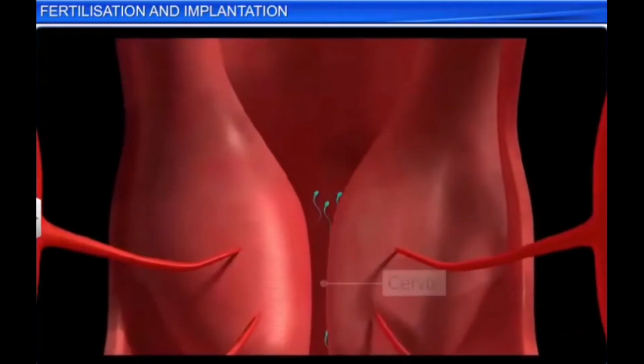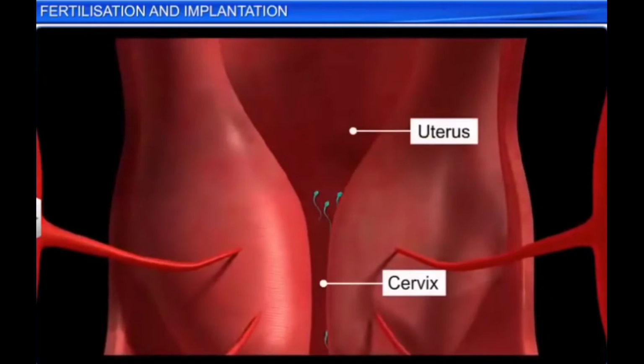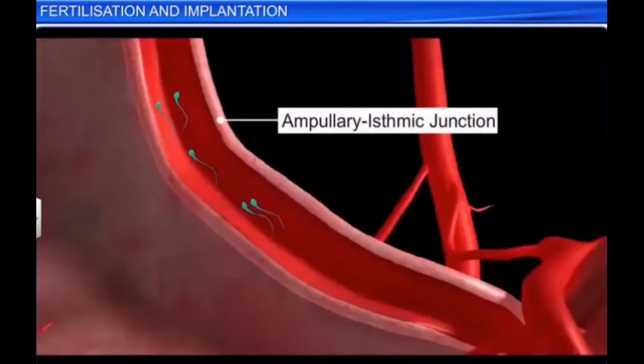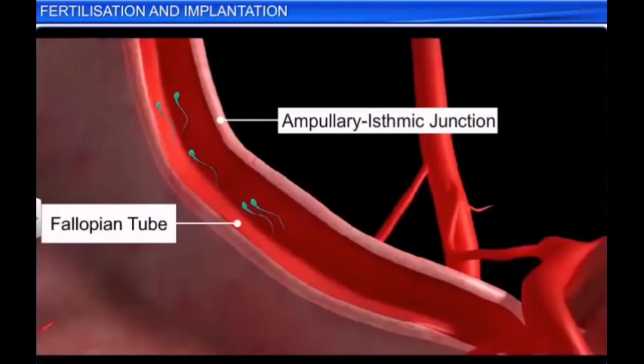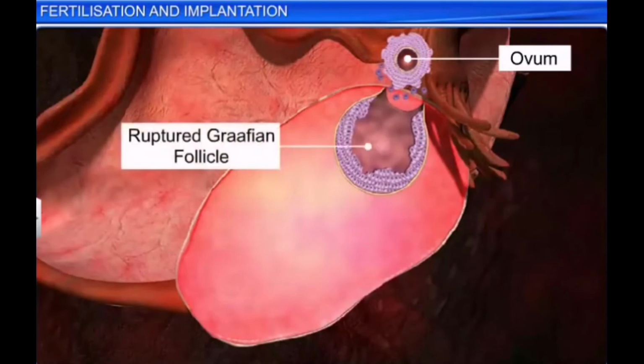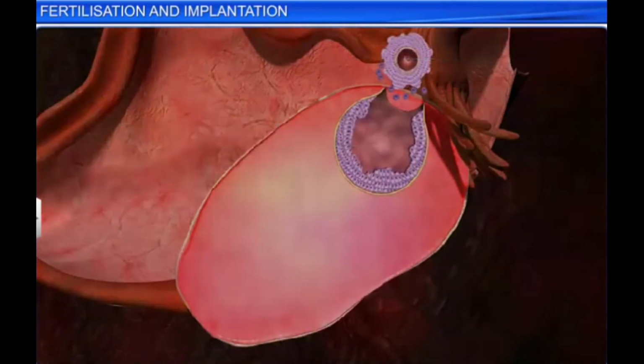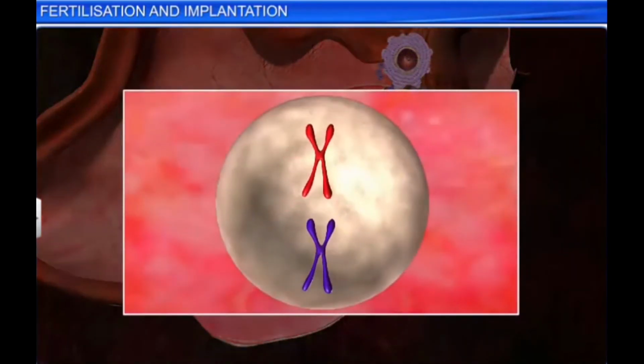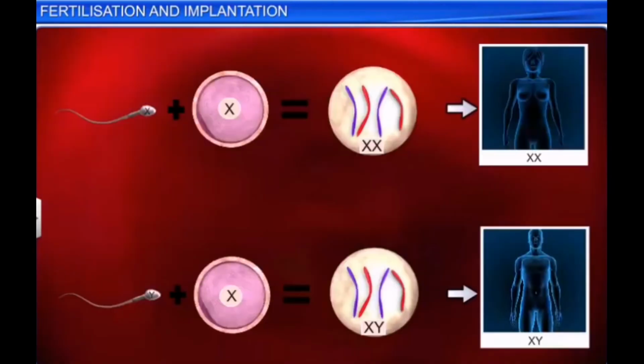These sperms then rapidly move through the cervix, pass through the uterus, and finally reach the ampullary isthmic junction of the fallopian tube. In the meantime, the ovum, after completing the first meiotic division, gets released into the fallopian tube with the rupture of the Graafian follicle. Upon its release, the ovum begins to undergo the second meiotic division. The resultant XY zygote develops into a male. Thus, it is the sperm that decides the sex of the fetus.